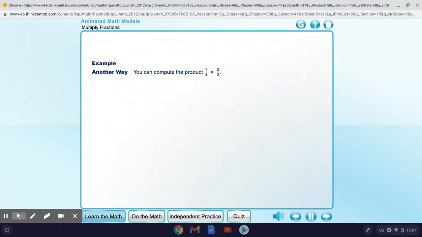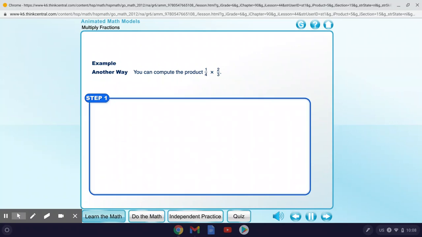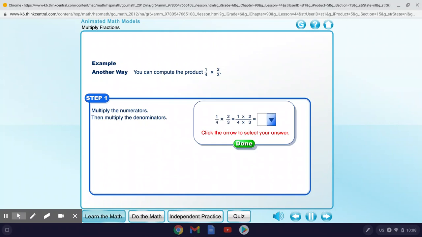Another way to multiply the fractions is to compute the product of 1/4 and 2/3. Step 1. First, multiply the numerators. Then multiply the denominators. Find the product. Click the arrow to select your answer. All right, class. 1 times 2 is? 4 times 3 is? 2/12. That's right. The correct answer is 2/12.